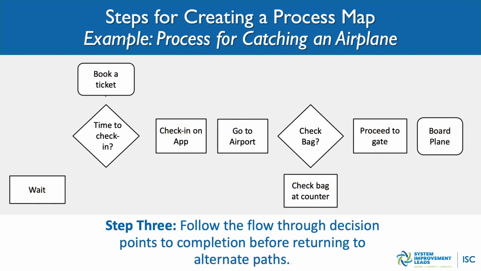Step 3 follows the flow of decision points to completion before returning to alternate paths. For example, if the answer is no, then we wait and return and ask the question again. When the answer becomes yes, we move forward with the process. Check in on an app, collect your boarding pass, go to the airport, and then we reach another decision point. Do we have to check a bag? If the answer is no, then we can proceed through to the security gate and then board the plane. If the answer is yes, then we have to check our bag at the counter before we proceed through security to the gate and the boarding of the plane.